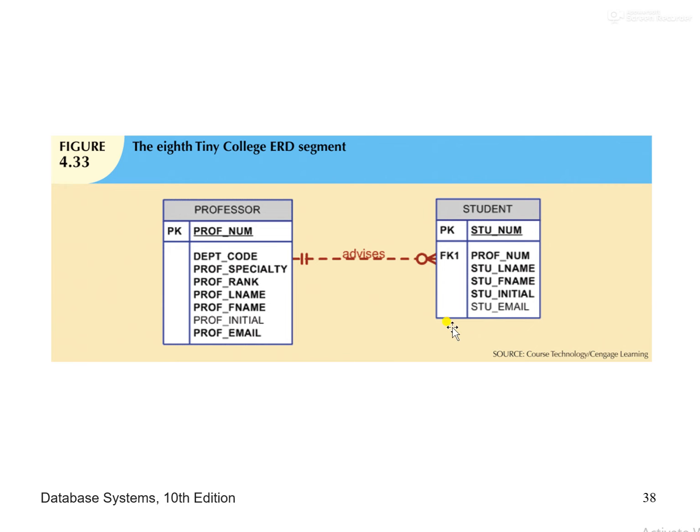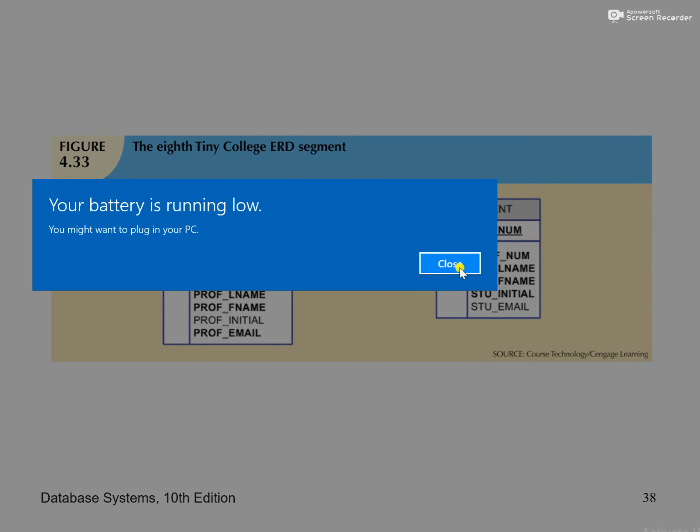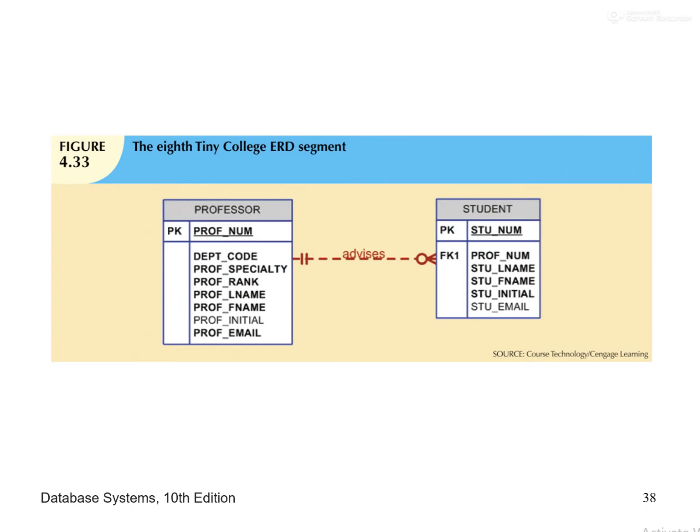Here we have an example: professor and student, they have a one-to-many relationship. So we take the primary key of the one side, which is the professor side, and professor has the primary key prof num, and it becomes the foreign key in the student table. So how do we implement a one-to-many relationship? You have to add the primary key of the one side as a foreign key to the many side.